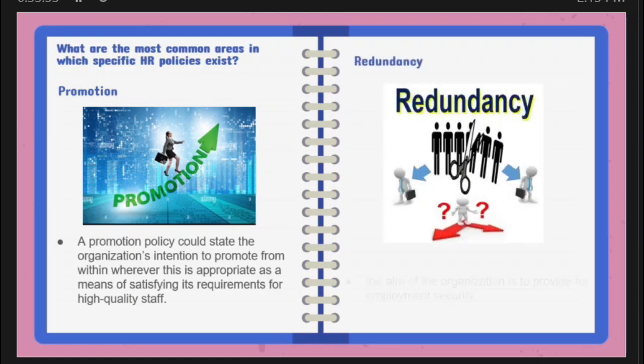Redundancy. The aim of the organization is to provide the employee security. It is the organization's intention to use its best endeavors to avoid involuntary redundancy through its redeployment and retraining program. However, if redundancy is unavoidable, those affected will be given fair and equitable treatment, the maximum amount of warning, and every help that can be provided to obtain sustainable alternative employment. The policy should be supported by a redundancy procedure.